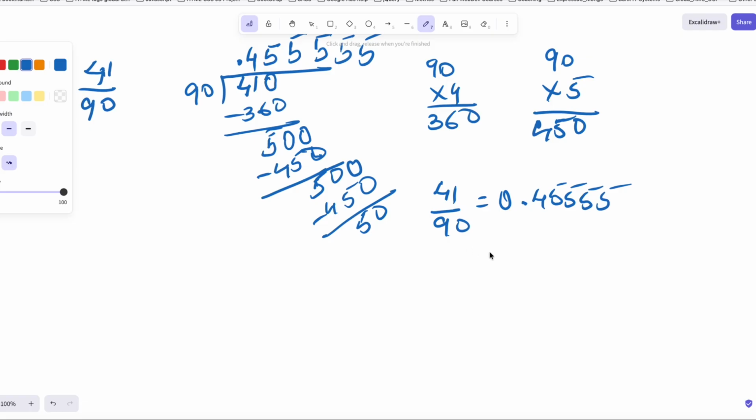0.45555, or you can say this is equal to, I told you the methodology to indicate recurring numbers, 0.4, and which digit is recurring? Only the 5, right? So you put the 5 and you put a dash only on top of 5 to indicate that, hey, 5 keeps on going and going and going, right? So that is the answer: 41 over 90 is 0.45 recurring.